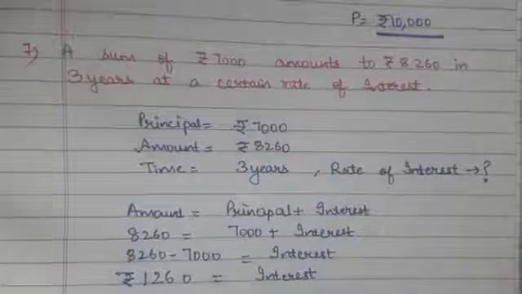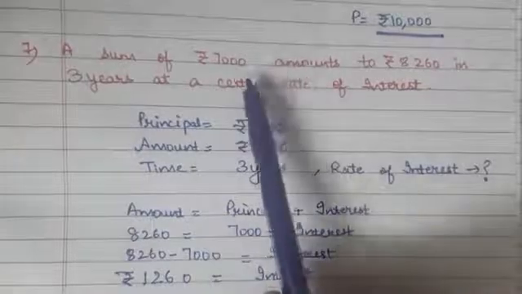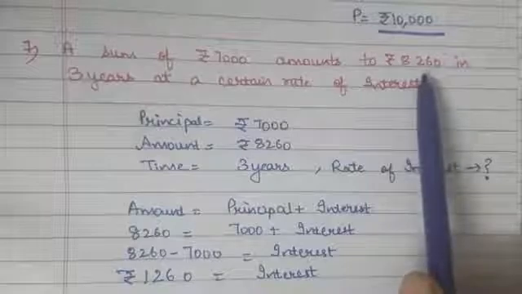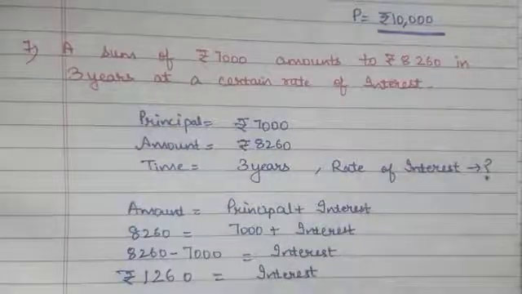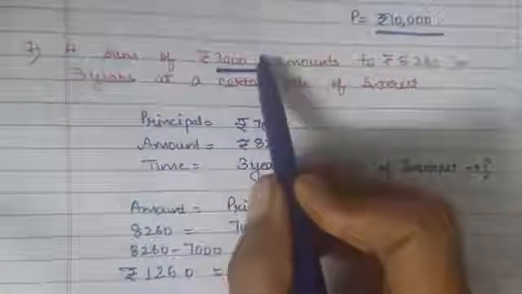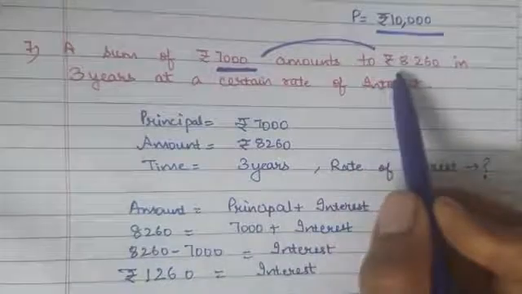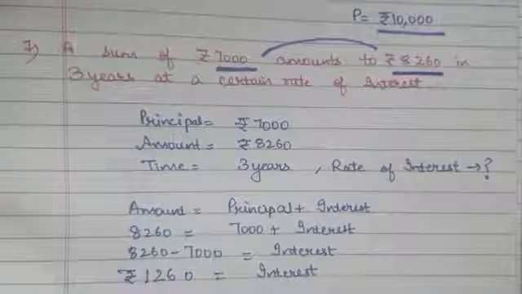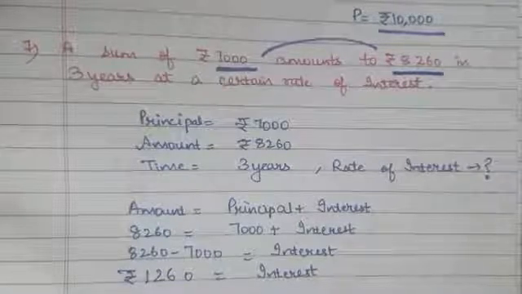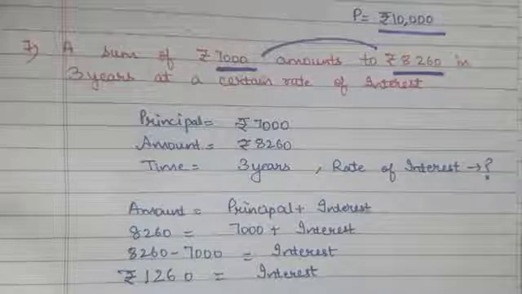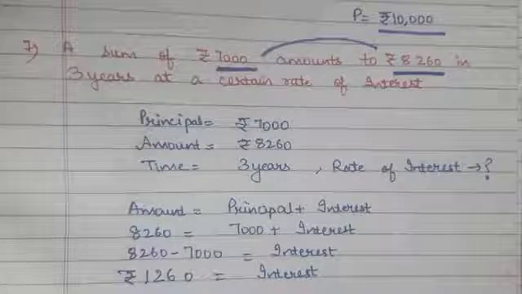In the next question, a sum of 7,000 rupees amounts to 8,260 rupees in 3 years. It means principal is 7,000 and amounts to rupees. This means amount is 8,260. In how many years? In 3 years. And you have to find out the rate of interest.